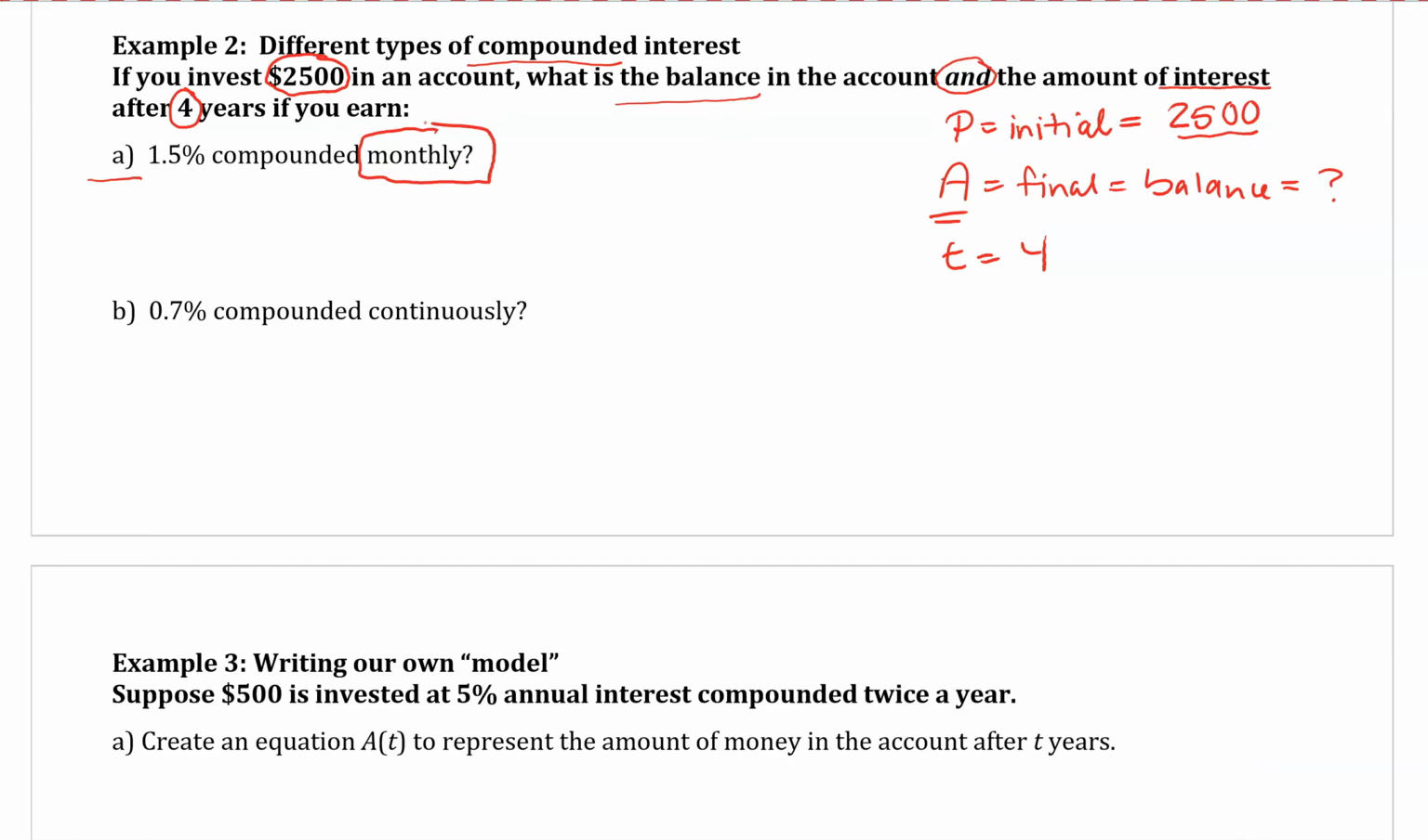Okay, so what does that mean? That means 12 times per year because there are 12 months within a year. It'll compound once each month, so that's a total of 12 times per year. That's going to be our value of N.